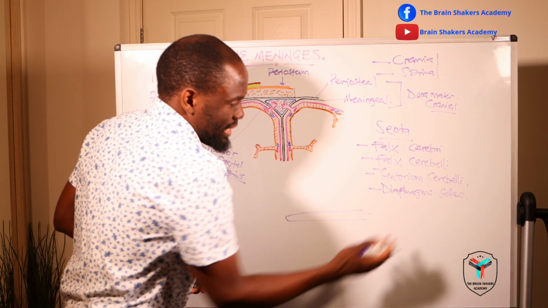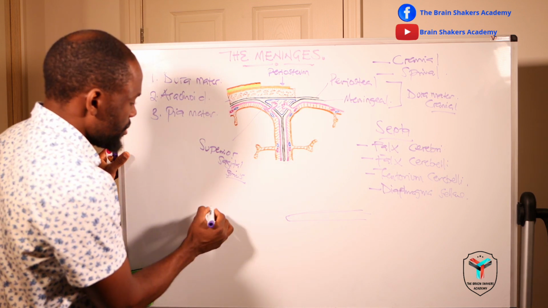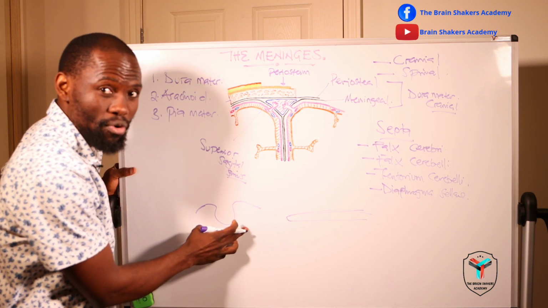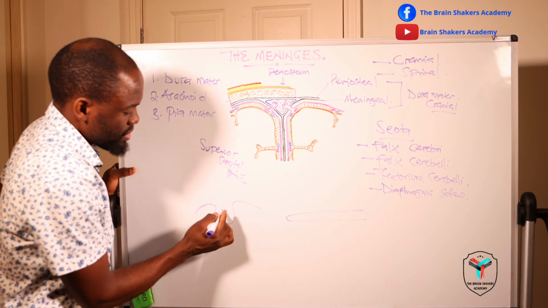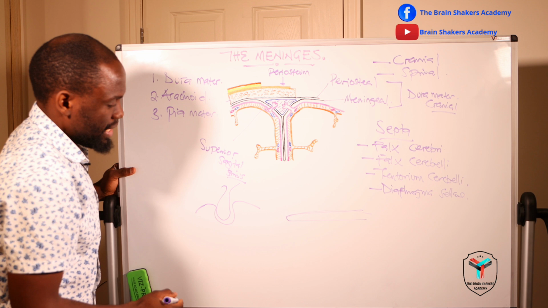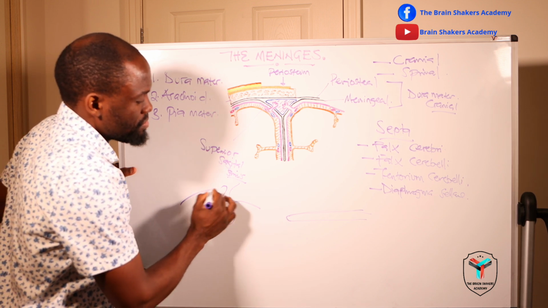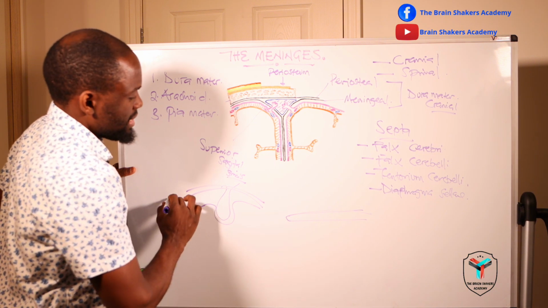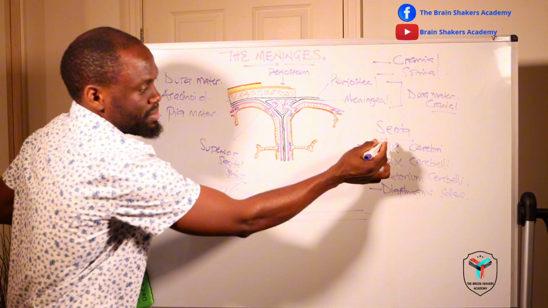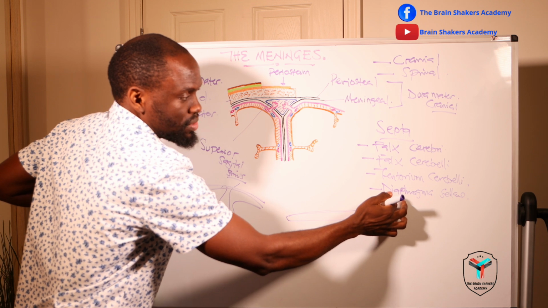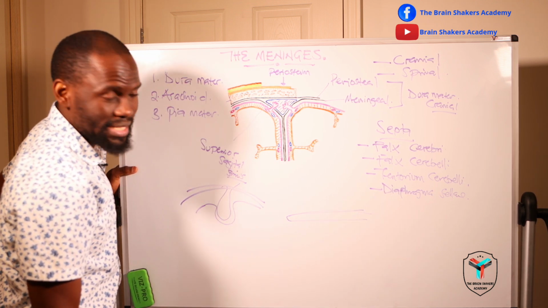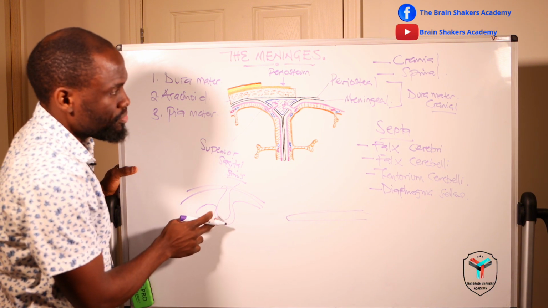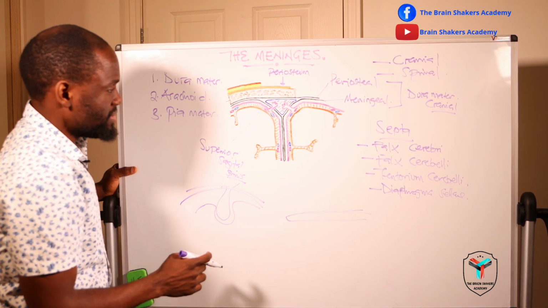Then the diaphragma sellae is what is going to form on top of the sella turcica, or the hypophyseal fossa, where the pituitary gland normally is situated. It forms a roof on top of that hypophyseal fossa as a fold or septa, which is what we refer to as the diaphragma sellae.